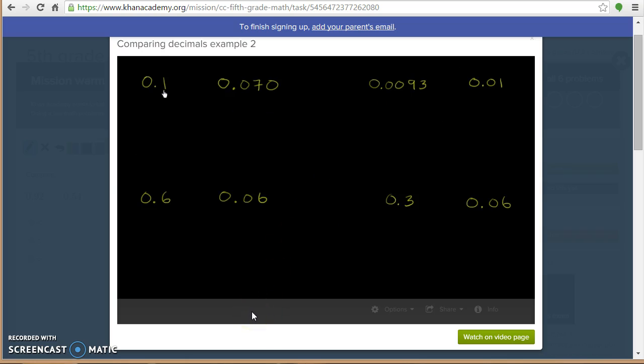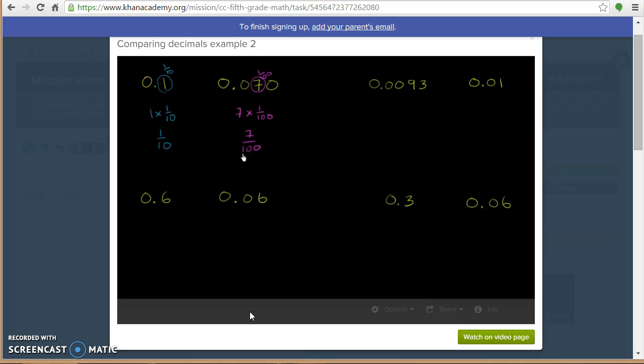Let's compare 0.1 to 0.070. So this 1 right over here, it is in the tenths place. So it literally represents 1 times 1/10, which is obviously the same thing as 1/10. Now, when we look at this number right over here, it has nothing in the tenths place. It has 7 in the hundredths place. So this is the hundredths place right over here. And then it also has nothing in the thousandths place. So this number can be rewritten as 7 times 1 over 100, or 7 hundredths. And now we could compare these two numbers.